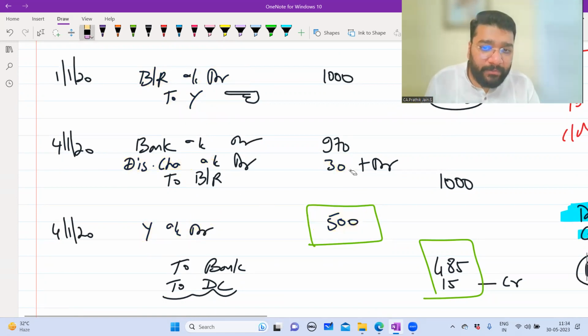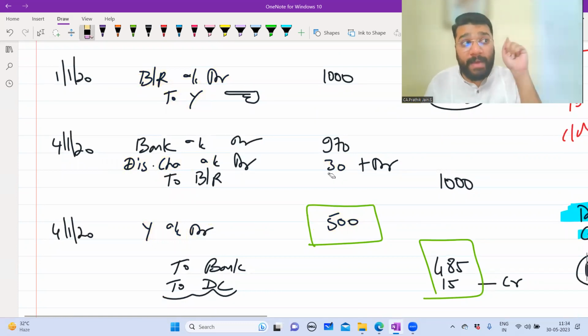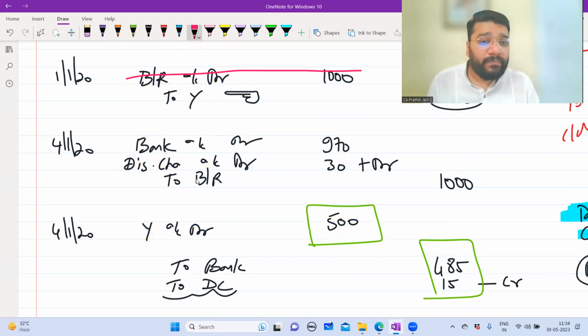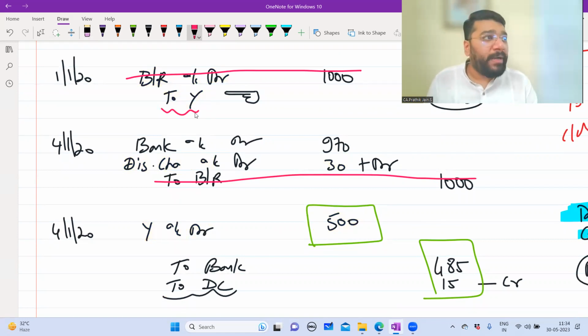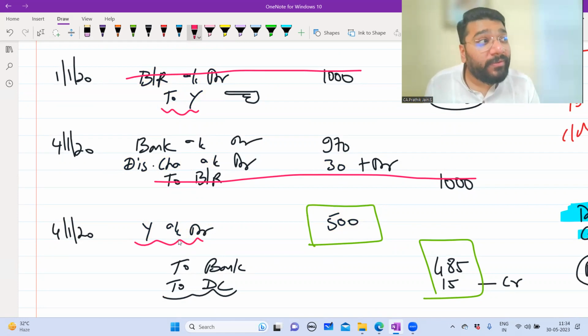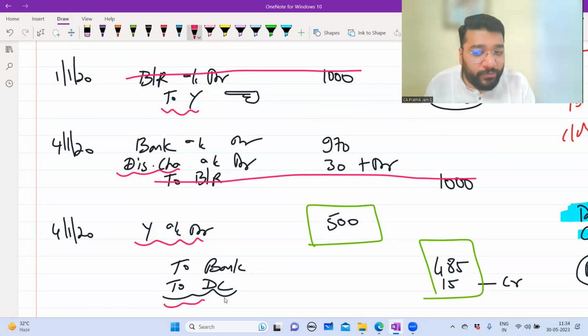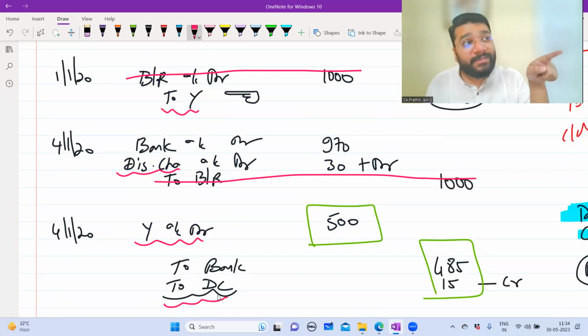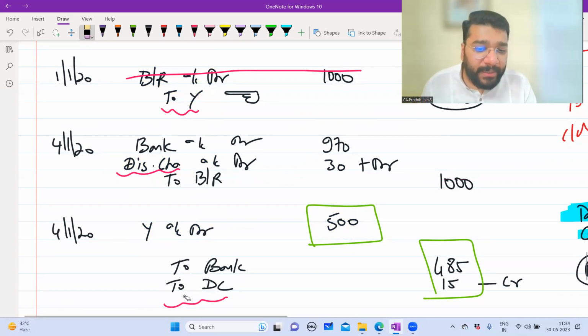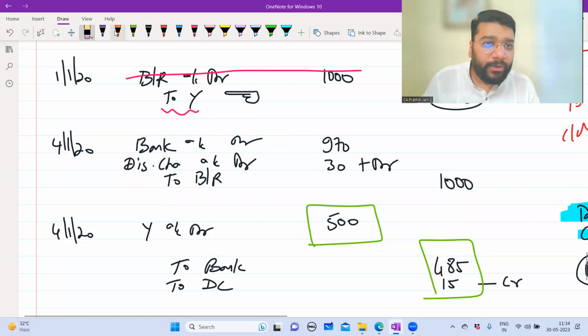Guys, at this stage you should know what the balance of each ledger is. Now please understand, bills receivable is opened here and closed here. Y account 1000 opened here, Y account closed to the extent of 500. So what is the balance in Y's account? 500. Discounting charges you opened for 30 rupees, closed for 15 rupees. So what is the balance of discounting charges? 15 rupees. If you're clear with this perspective, then I'll go forward. Very, very important.